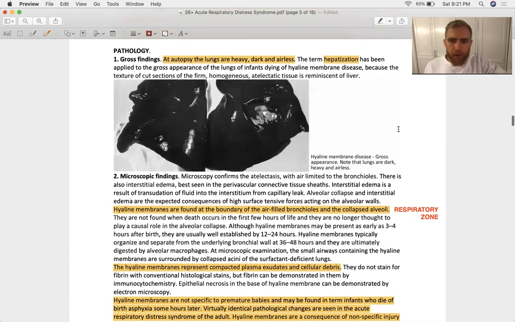Let's talk about gross findings quickly. The lungs are going to be fluid-filled, airless. That's a severe word. The term hepatization has been thrown around because these lungs kind of look like a liver. That's not good. The lungs are heavy and dark because they're filled with fluid, and they're even filled with blood at the worst end of that spectrum of disease, because the capillaries are going to leak and blood cells are going to extravasate through whenever the capillaries get leaky enough.